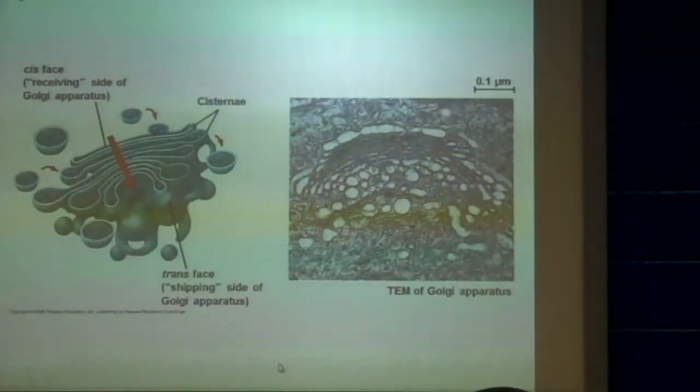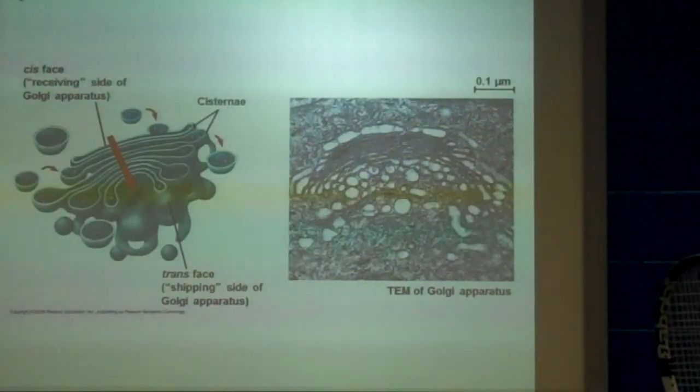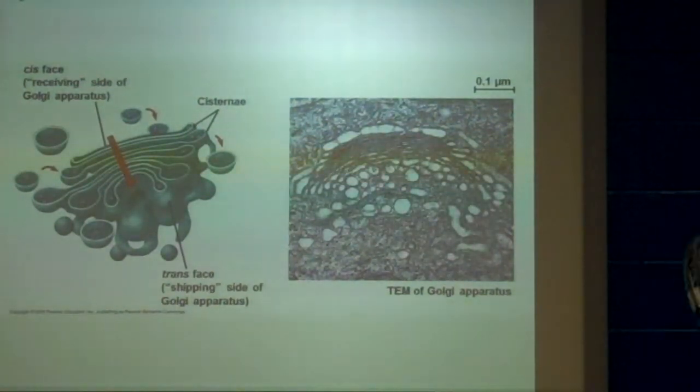So, cis and trans. Cis is the receiving end, so that's coming from the ER. And then trans is the shipping side, so it's leaving on the trans side, and so the vesicle would take it to either a lysosome or a vacuole at that point. Got it? Yep.